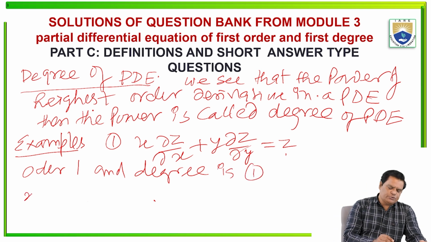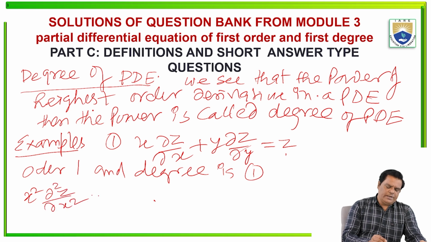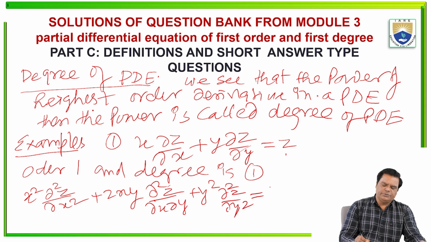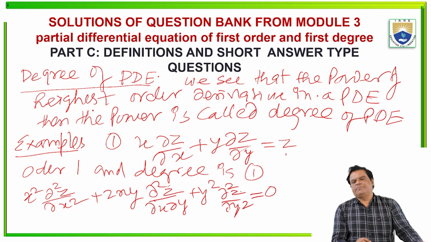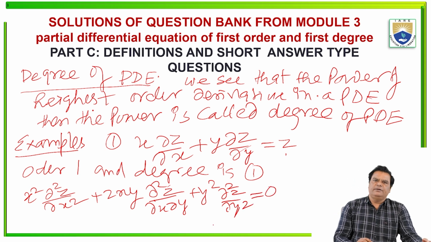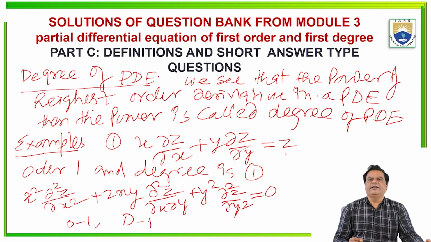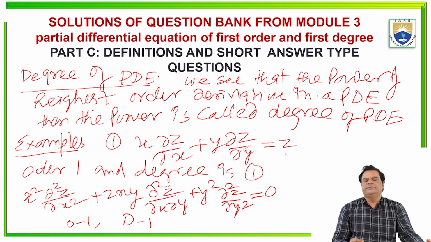Next, here x² ∂²z/∂x² plus 2xy ∂²z/∂x∂y plus y² ∂²z/∂y² equals 0. This is a homogeneous partial differential equation. Order 1 here and degree also 1. Okay.